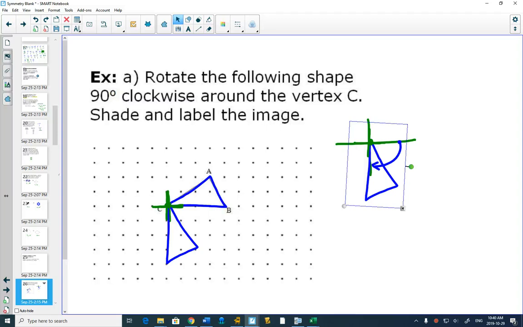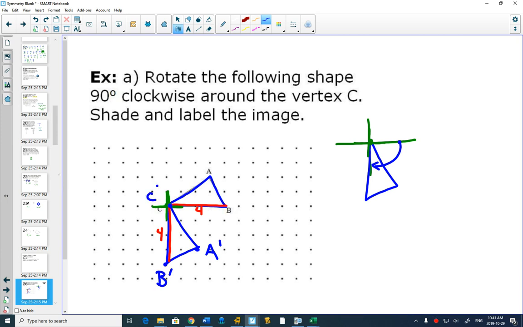Some things that we notice on our paper: this section here goes over 4 points, so this section down here will go down 4 points. When we label our image graph, where did the point B go? The point B went here, and we write B with a little dash to show that that's the new point B. This point A went here. We can write A with a little dash, and the point C stayed the same, so you can also label that so we remember where the new points went.